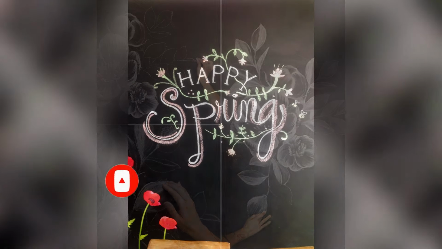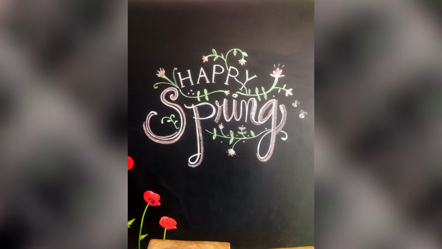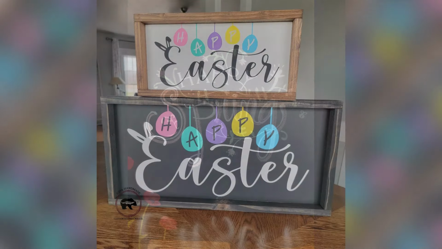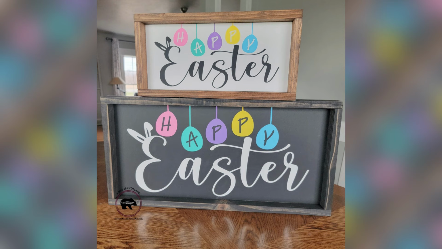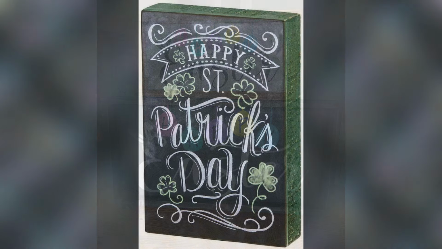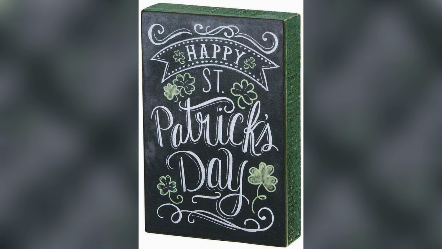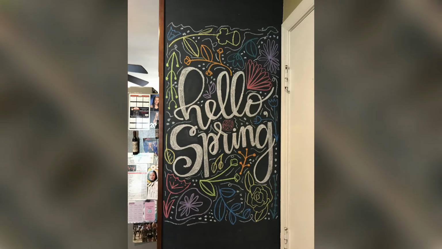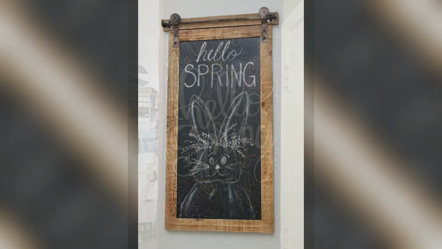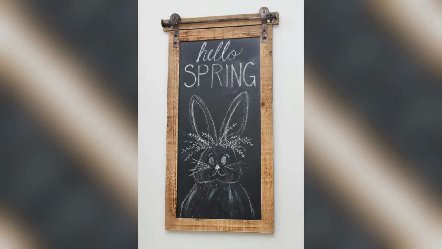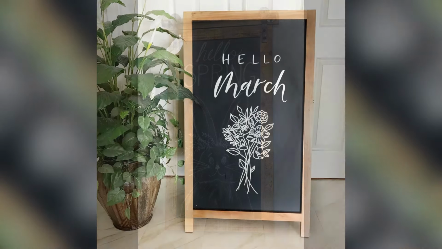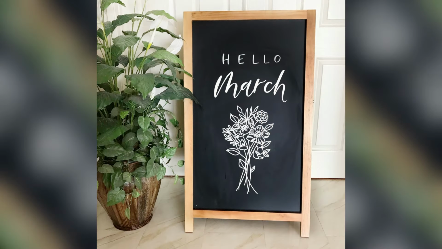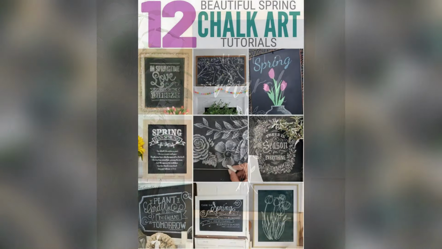Idea Number 12. Cherry Blossom Delight. Transport yourself to a serene cherry blossom grove with this delicate chalkboard idea. Sketch graceful branches laden with blossoms in shades of pink and white. The ephemeral beauty of cherry blossoms perfectly mirrors the fleeting nature of spring. It's a poetic and timeless addition to any chalkboard canvas.